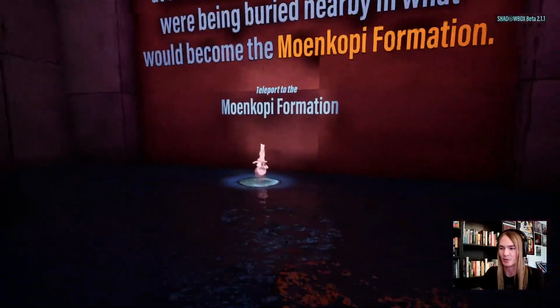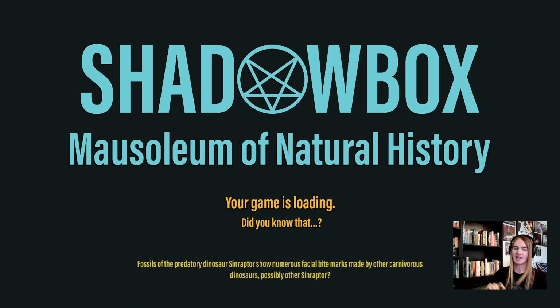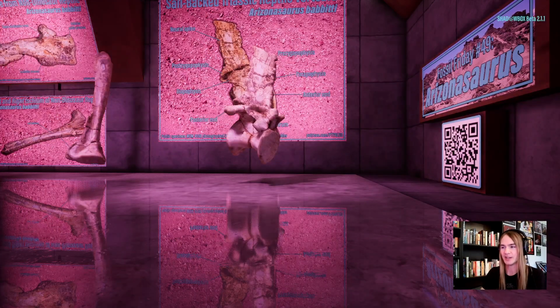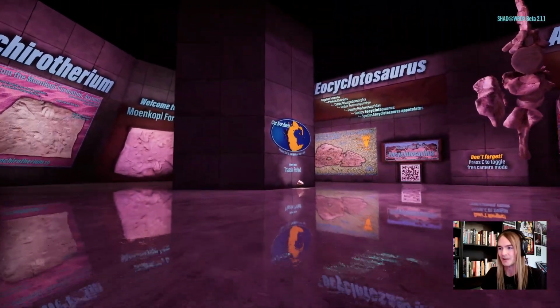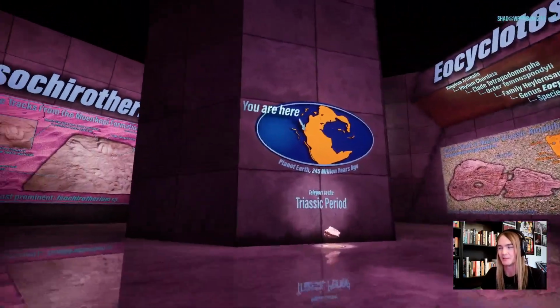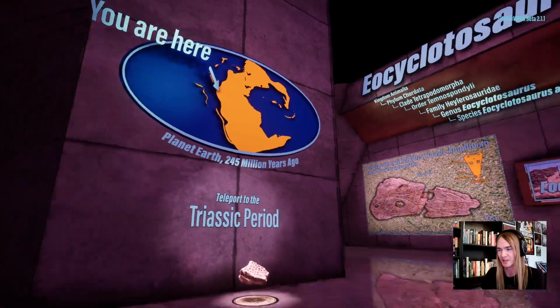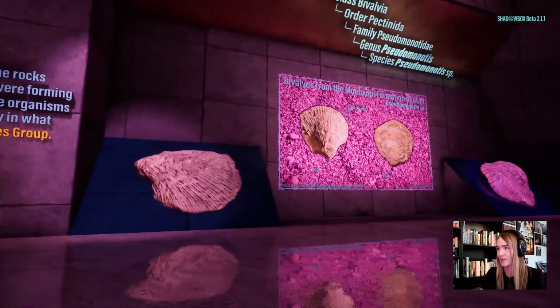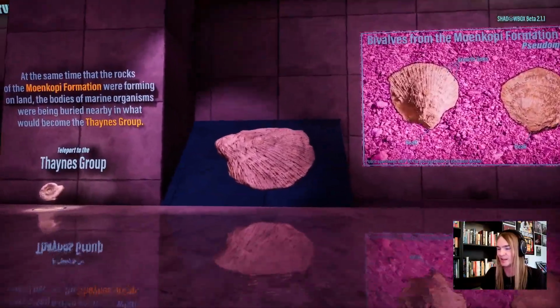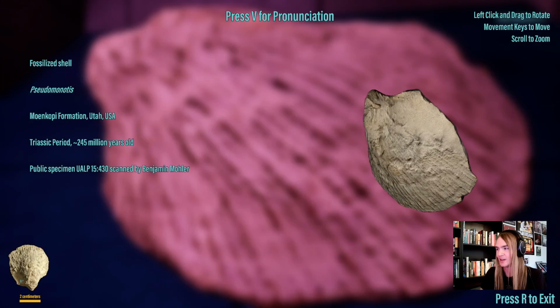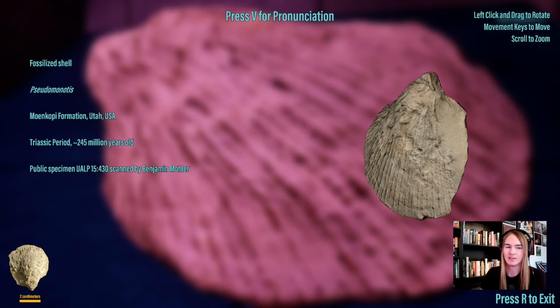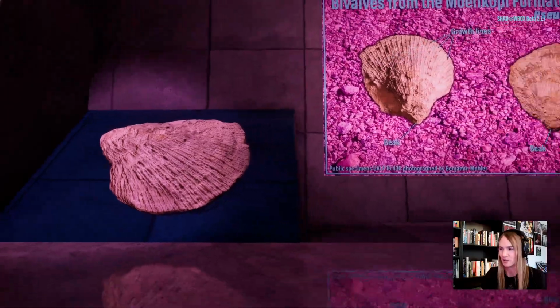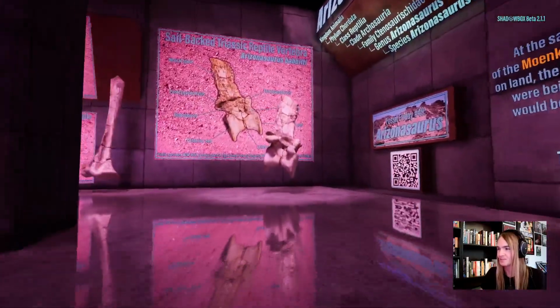So the Moenkopi Formation is a terrestrial unit that is taking place in a very similar time period in a very close proximity. So you can see here it's right there on the coast of Pangaea compared to where we were just previously in the ocean, and there are a number of different animals that you can see from the Moenkopi. Pseudomenotis is a bivalve that is found here. So in addition to obviously the land living animals, there are also invertebrates that live on the land.